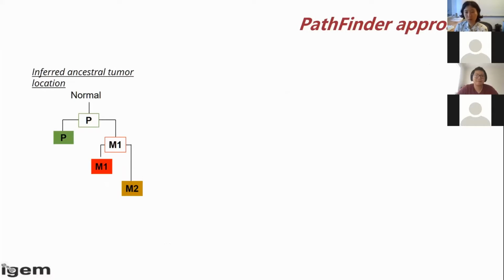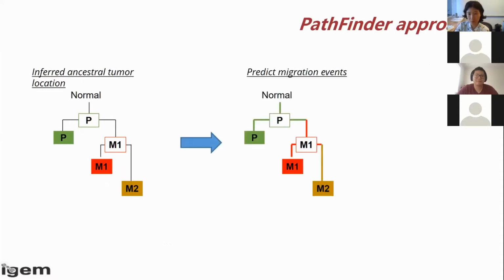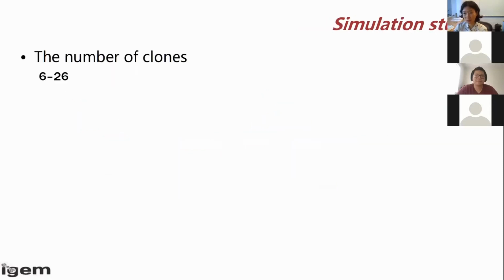In this case, we find P and M1 received the highest posterior probability for these ancestral clones. So we will put these tumor assignments like this. We predict a migration event when 2 nodes have 2 different tumor assignments. So we predict P to M1 and M1 to M2 migration events. At the end, we summarize all of these predicted migration events like this.